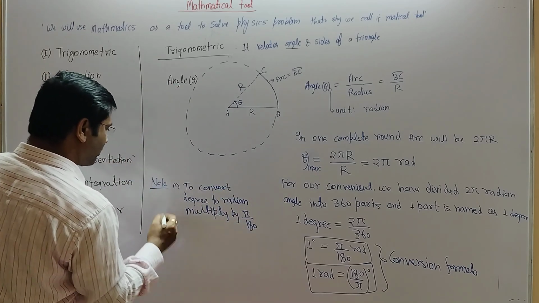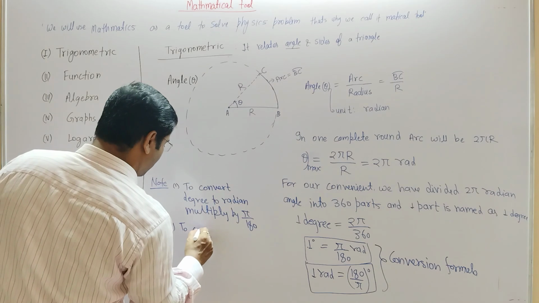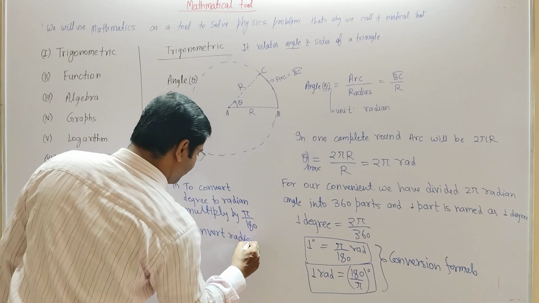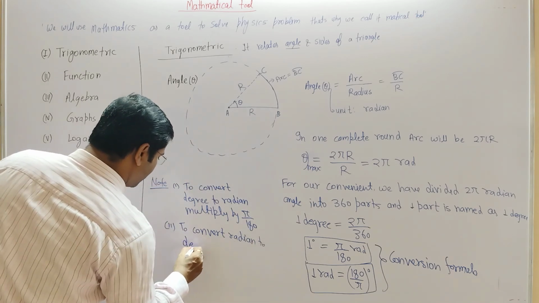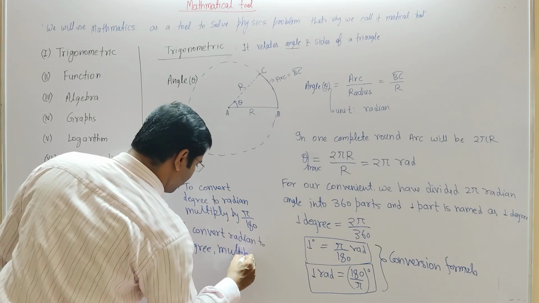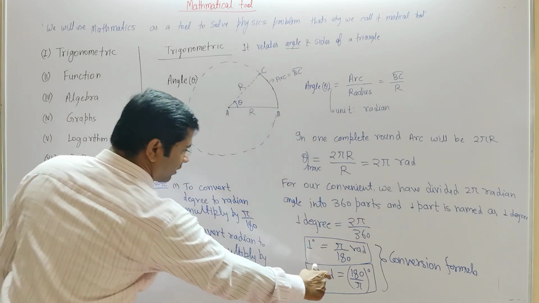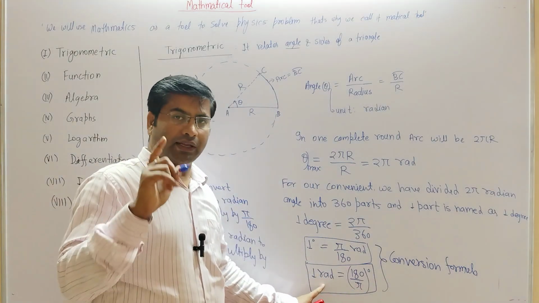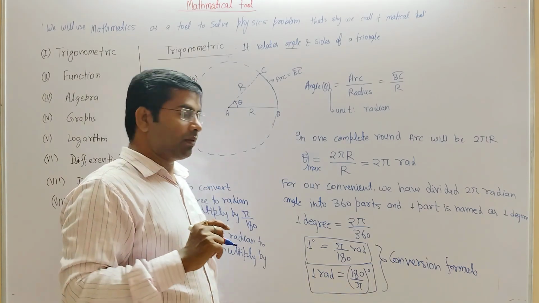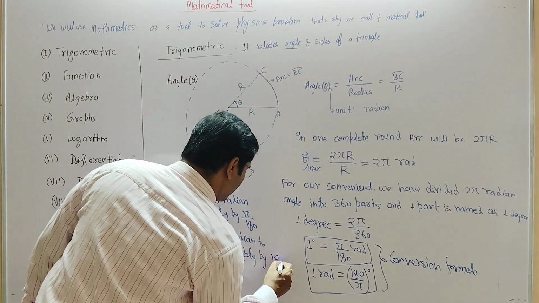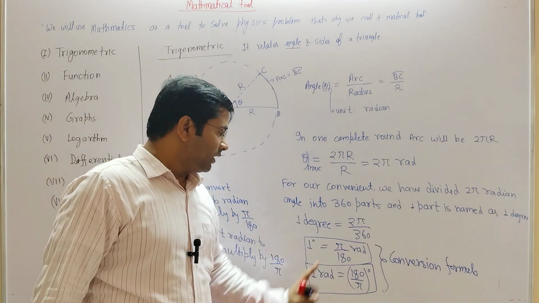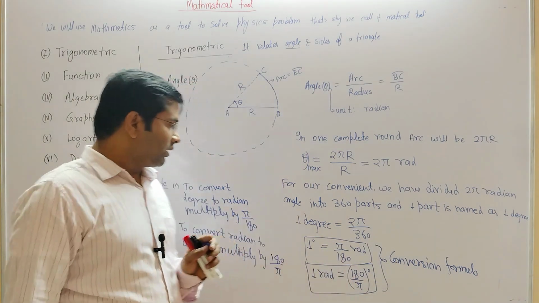And similarly, if you want to convert radian to degree, multiply by 180 upon pi. If 1 radian equal to this much, let's say x radian, then x radian means you have to multiply x into 180 upon pi. So this is what you have to remember: 1 degree equal to this much radian, and 1 radian equal to this much degree.